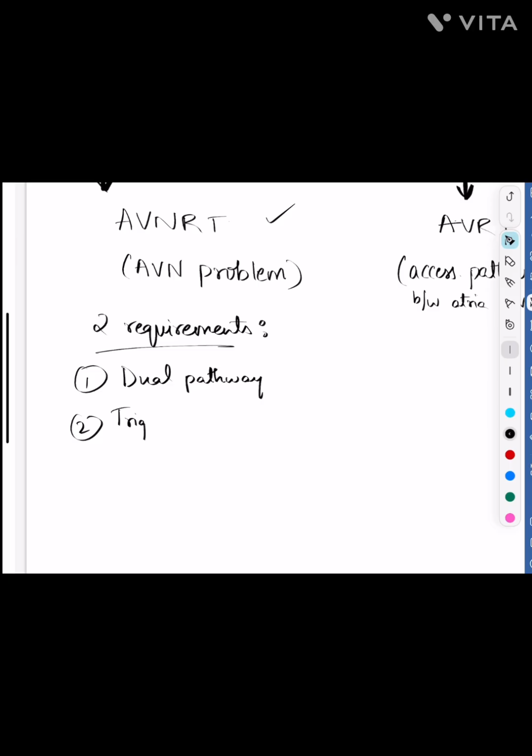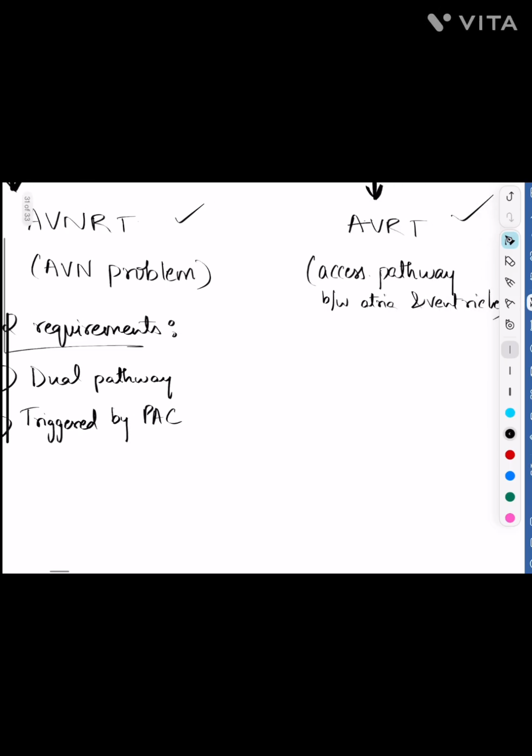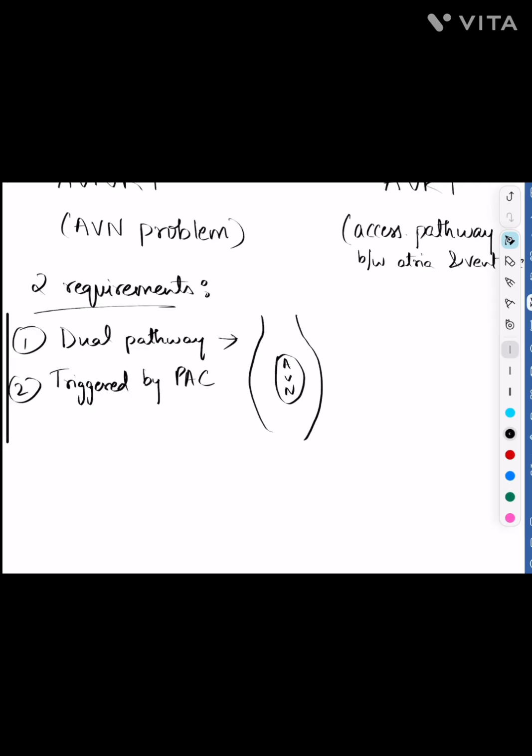Second, it is triggered by PAC, premature atrial complex. So what is dual pathway, if you ask us? It is only present in some people, okay? It's not present in all. So basically the AV node has two pathways. One is fast pathway and one is slow pathway.